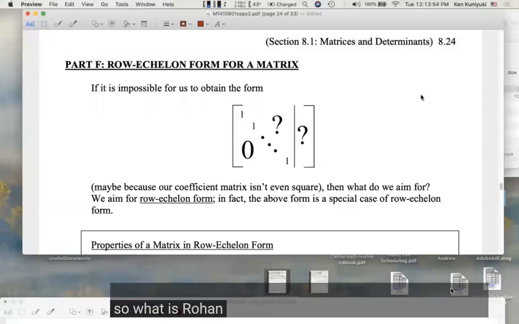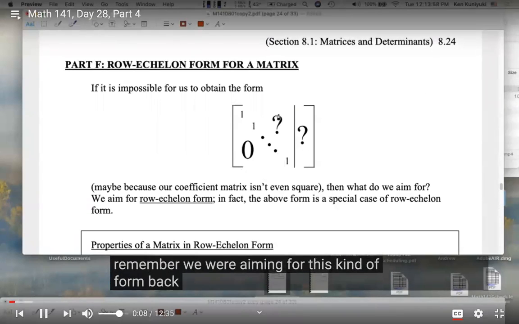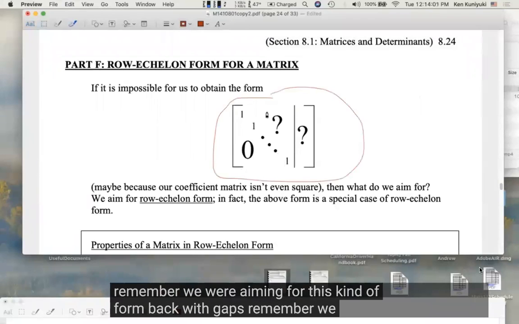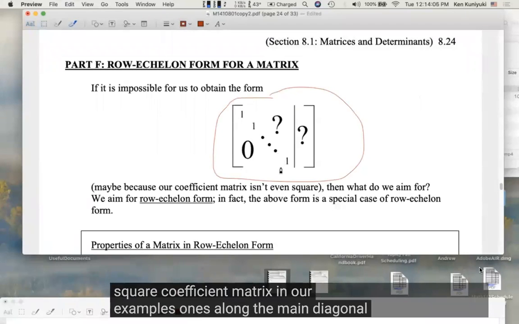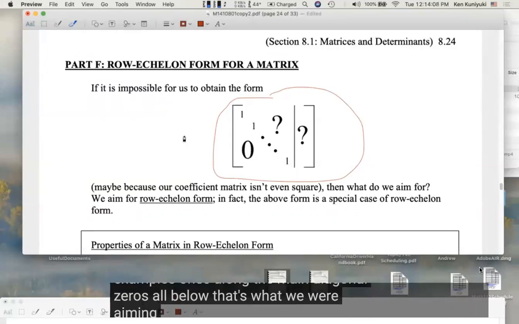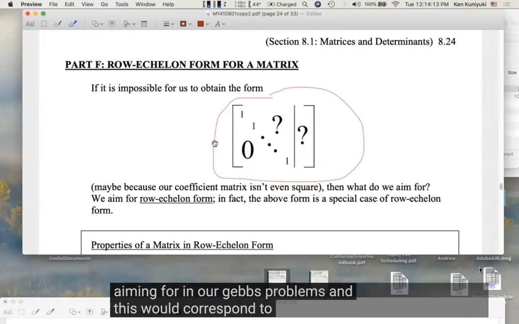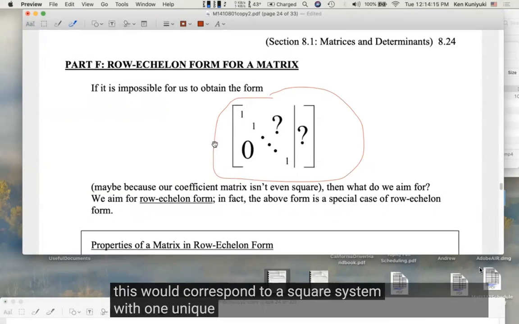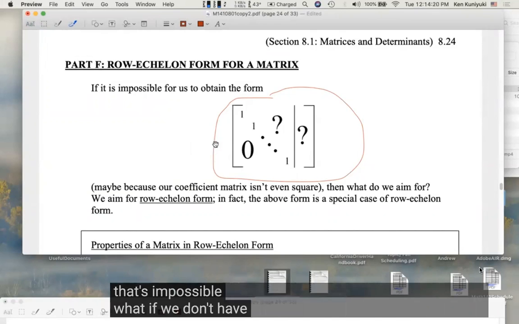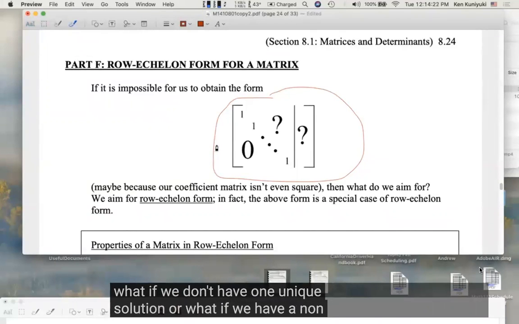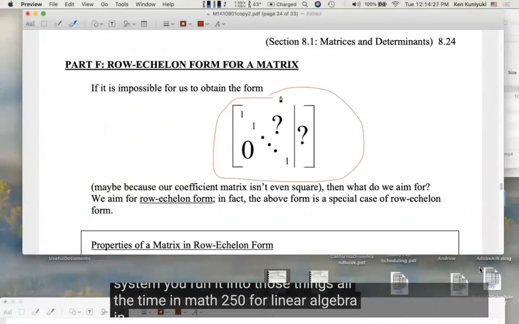So what is row echelon form for a matrix? Remember, we were aiming for this kind of form back with Gibbs, remember? We have a square coefficient matrix in our examples. 1's along the main diagonal, 0's all below. That's what we were aiming for in our Gibbs problems. This would correspond to a square system with one unique solution. But what if that's impossible? What if we don't have one unique solution? Or what if we have a non-square system? You run into those things all the time in Math 254, linear algebra.